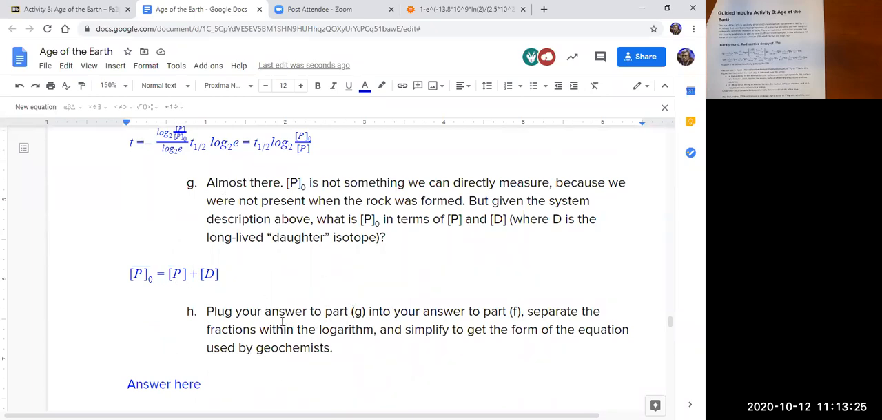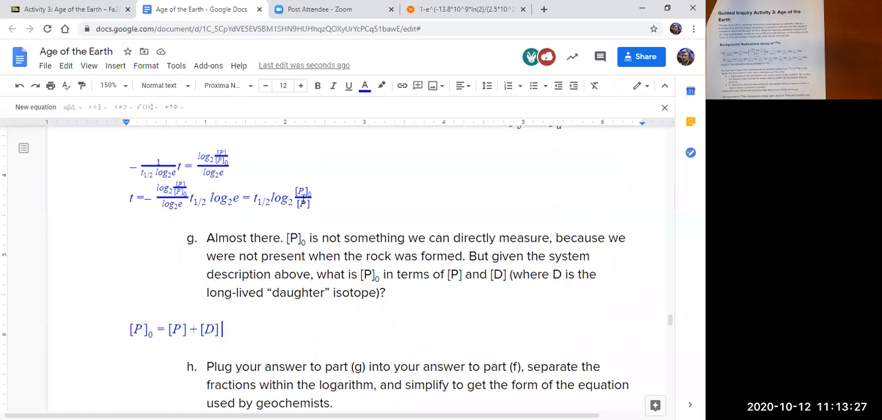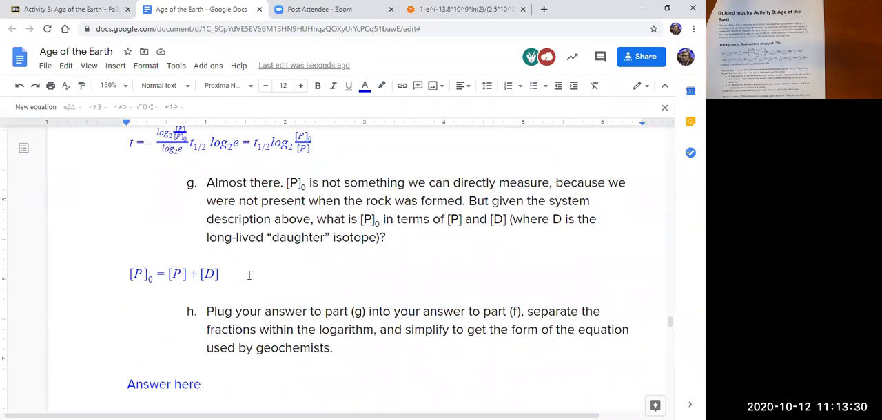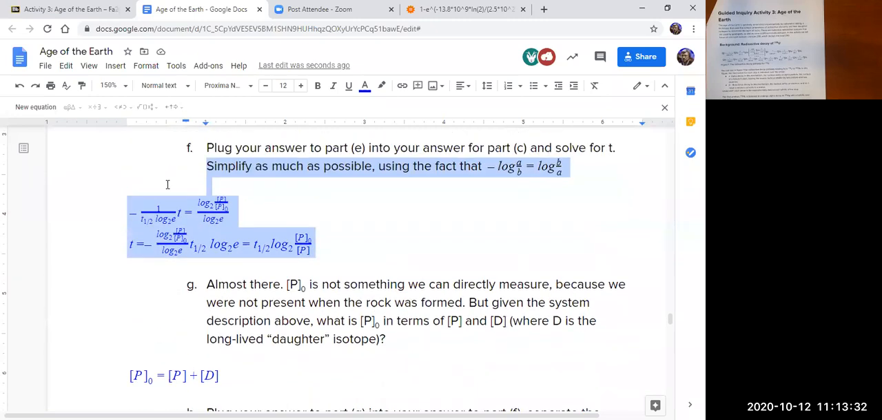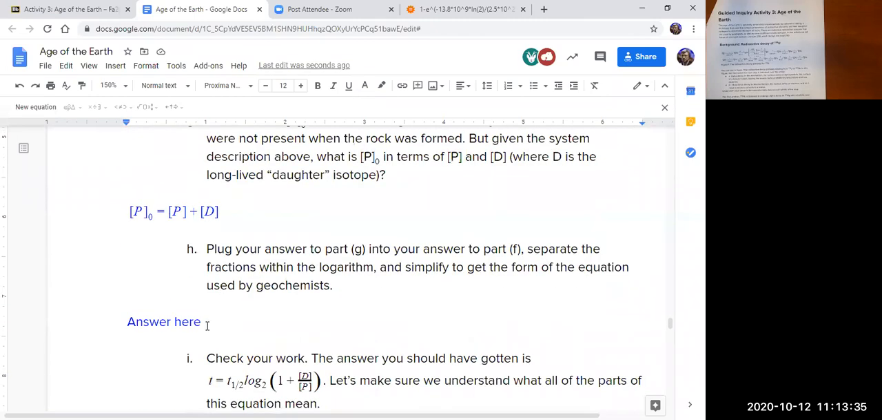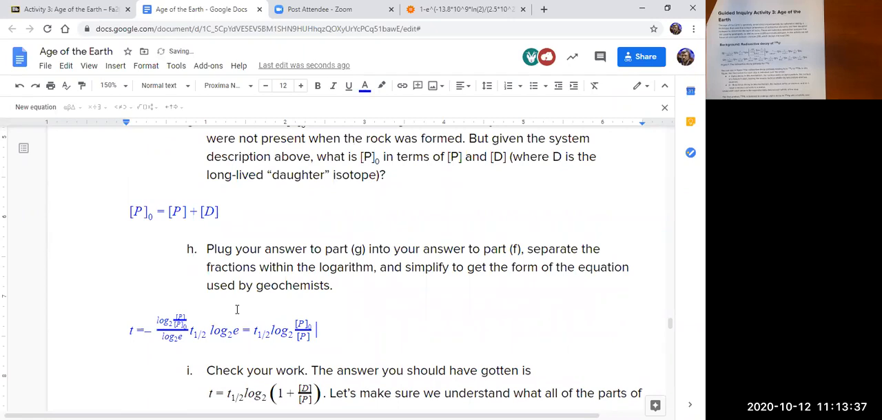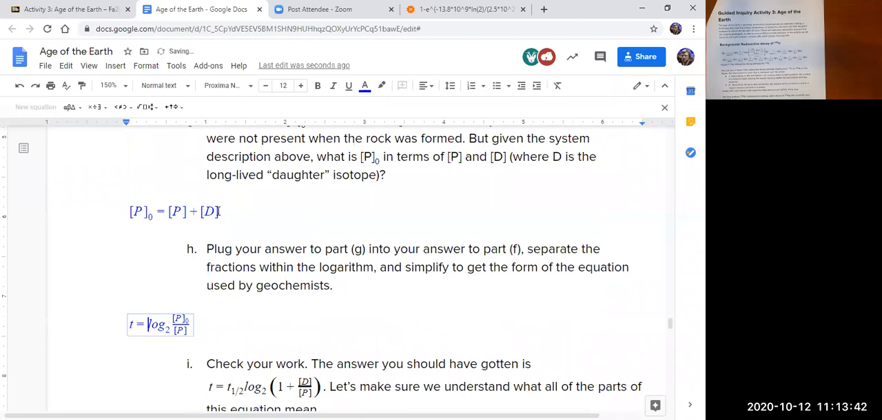So we now say plug your answer to part G into your answer from part F in order to get rid of the P naughts. So we'll take our equation here, copy it down, get rid of the intermediate step here. P naught becomes P plus D. It says separate the fractions within the logarithm.